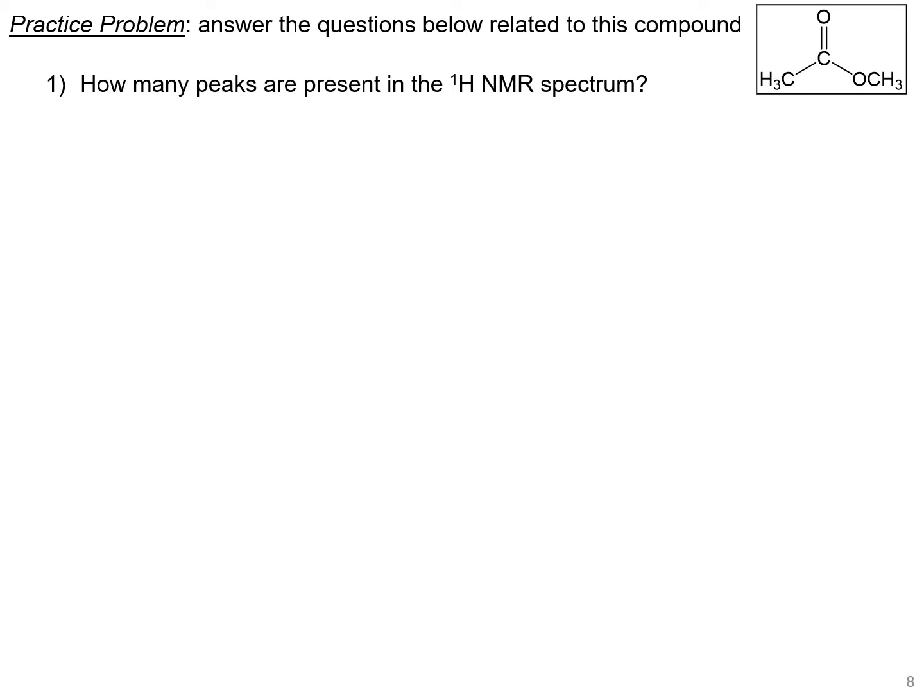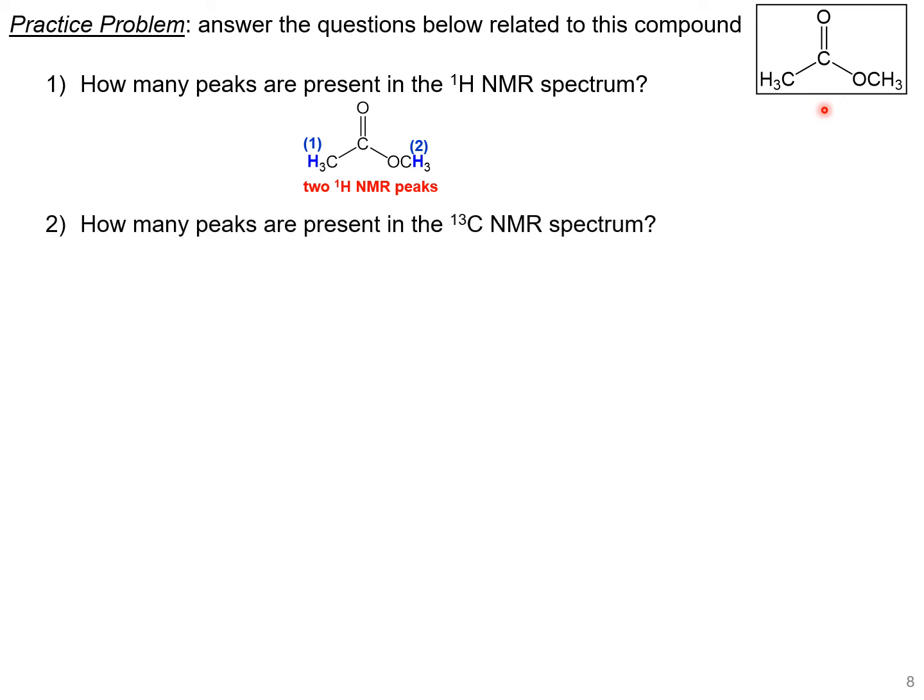How many peaks would you expect in the proton NMR spectrum of this compound? Well, there are only 2 types of hydrogens here. We have 2 methyls. One methyl is attached to oxygen, and the other one is attached to the carbonyl. So you would expect to have 2 peaks in the proton NMR spectrum. How many peaks in the carbon spectrum? Well, we have the 2 carbons for the methyls, which are non-equivalent, and we also have the carbonyl, which is also a unique type of carbon. So you would expect to have 3 peaks in the carbon NMR spectrum.